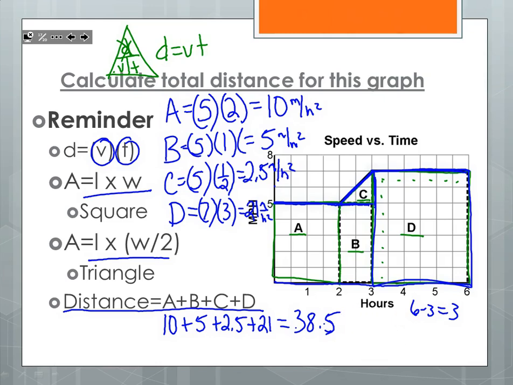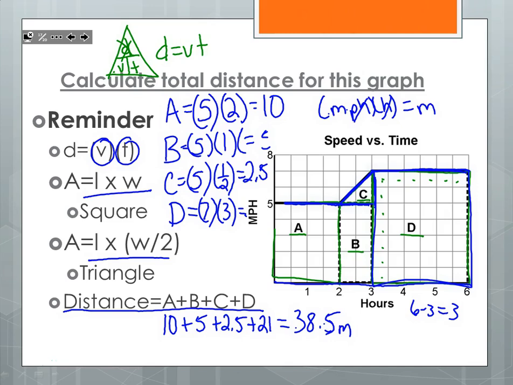Looking at this, that's just miles. My goodness, this is miles too. Because when I multiplied here, I actually multiplied miles per hour times hour. When I did that, it canceled those out and just left me miles. So this should be 10 miles. This is 5 miles, this is 2.5 miles, and this is 21 miles.